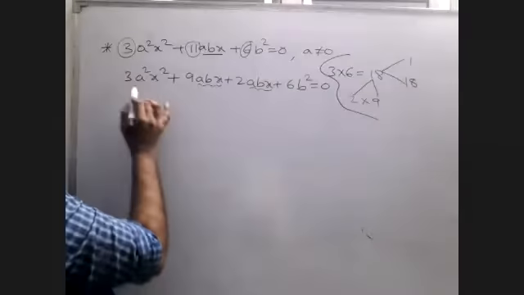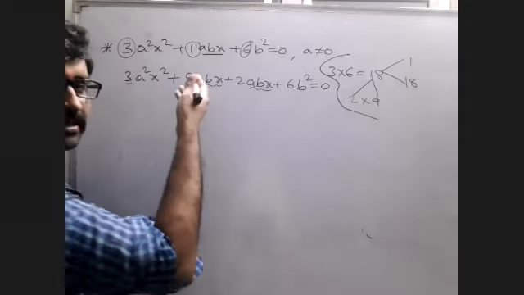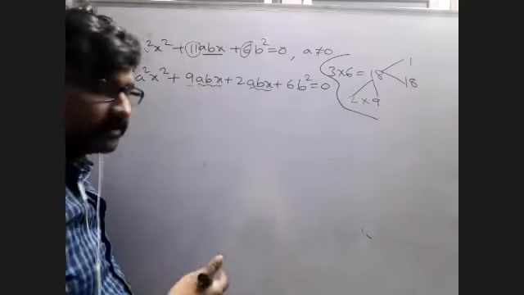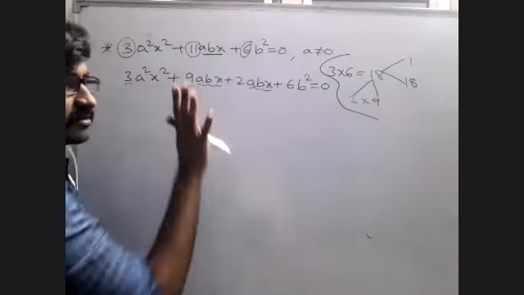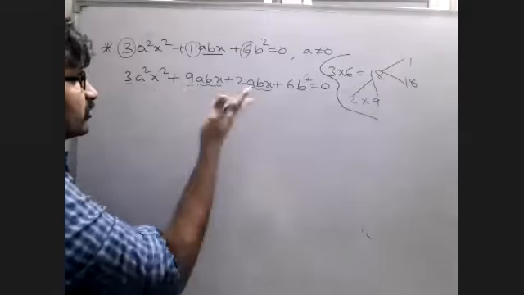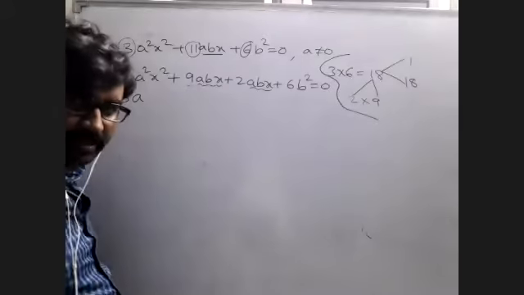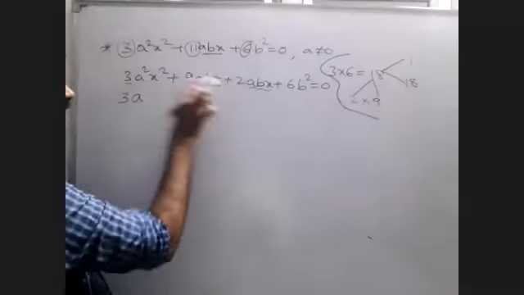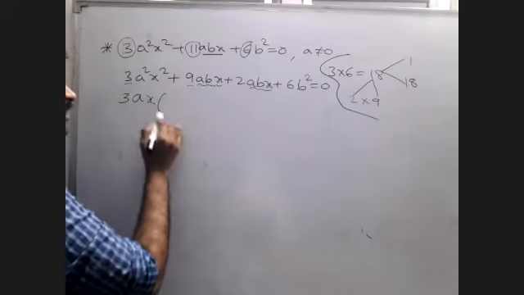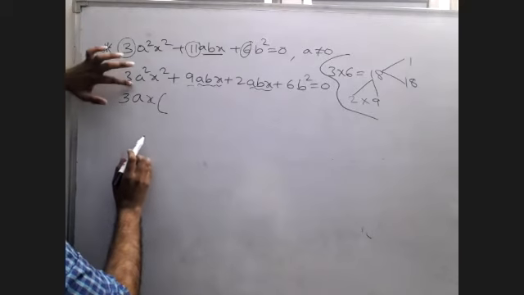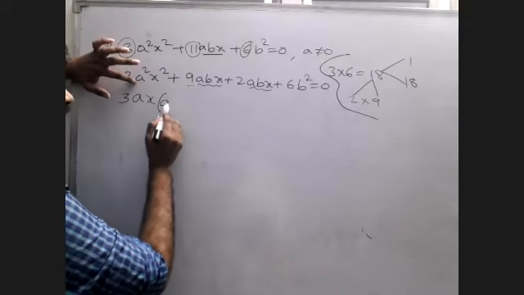So now we can take 3 common. Why? Because 9 we have 3 is there, 3 multiple. And a square, a is there, we can take a common. B, there is no b common, so we can't take b common. And x square, x we can also take common. I'm taking one by one. See here we can take 3 common, and one a we can take common, and b we can't take common, and one x we can take common. By taking 3, 1a, 1x, remaining one more a and 1x is there.